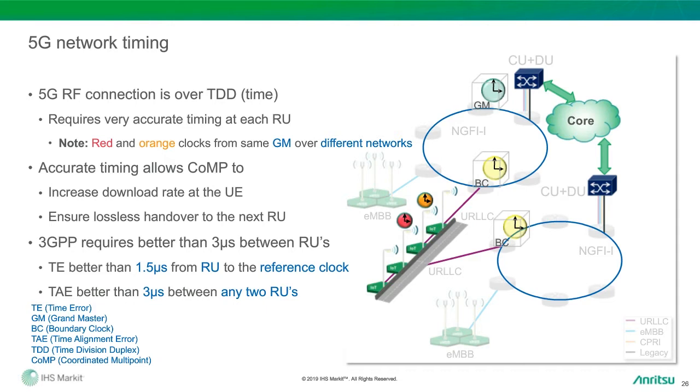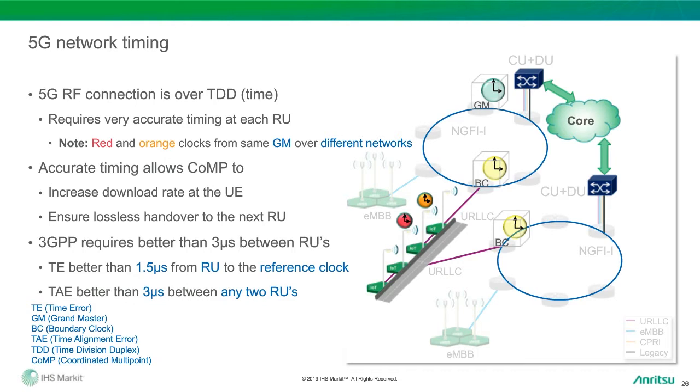It's the same grand master, but the synchronization across the network has to be accurate enough to make sure that those two are in sync. That's extremely important with the coordinated multi-point, where you have maximum throughput across two RUs. Which we can see in a lot of things, and ultra reliable low latency, it could be extremely important depending on the end use.